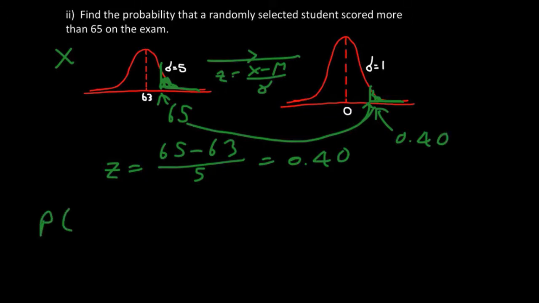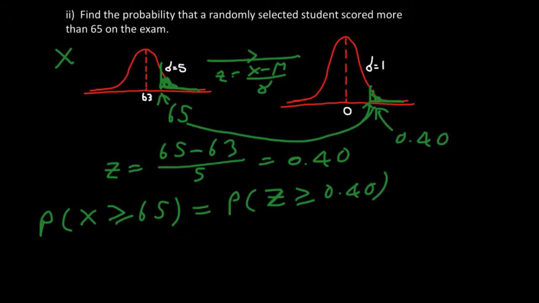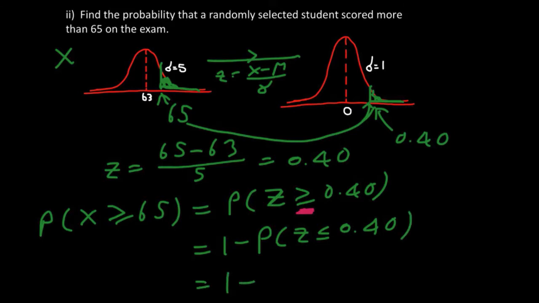We wanted to find probability x greater than or equal to 65. But now we converted to z. Therefore, we can say probability z greater than or equal to 0.4. Now you see we have the greater than sign. If we have greater than, we always write down 1 minus probability z less than or equal to 0.40. Then go to the z table.